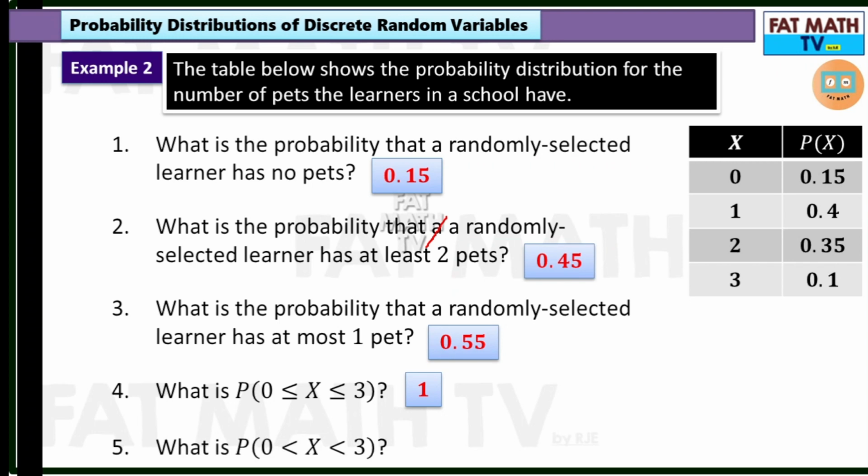Number 5, what is the probability that x is greater than 0 but less than 3? Greater than 0 but less than 3, so we have 1 and 2. We add these two. So 0.4 plus 0.35, that is 0.75.